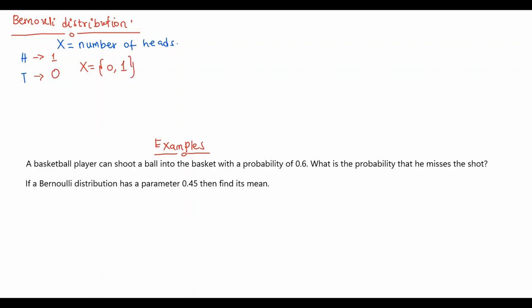These are the types of experiment that the Bernoulli distribution deals with. It deals with experiments that have just two possible outcomes. The outcomes might be a yes or no outcome, a success or failure, it might be boys or girls. We just deal with experiments that have two possible outcomes.